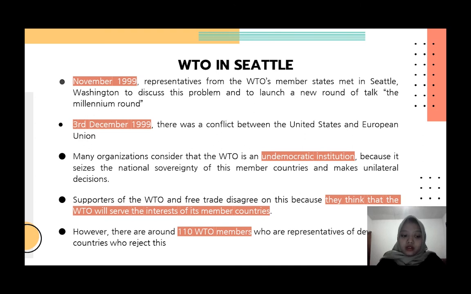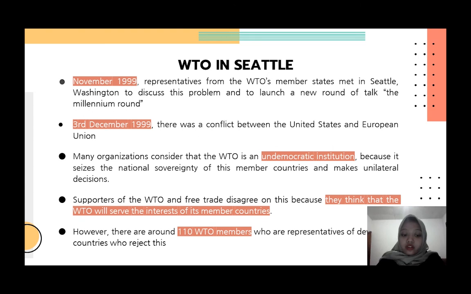The environmentalists expressed concern about the impact of free trade in agricultural products on global deforestation rates. Many argue that lower timber import tariffs from developing countries will result in more demand, resulting in more deforestation. In addition, many unions are against trade laws that allow imports from low-wage countries because they result in job losses in high-wage countries. Supporters of the World Trade Organization and free trade disagree because they think that the World Trade Organization will serve the interests of its member countries.